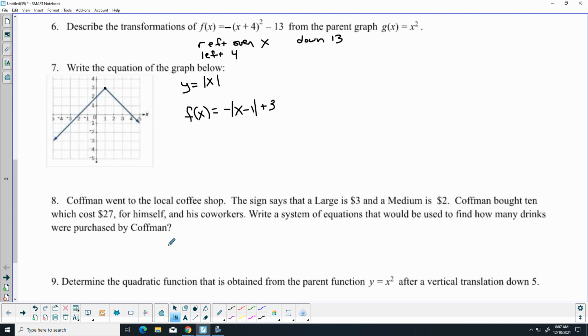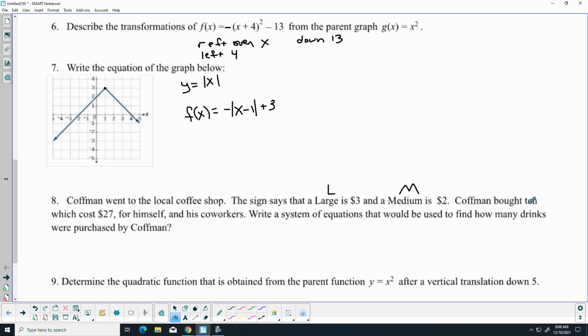All right. Kaufman went to the local coffee shop. The sign says that a large is $3, and I'm going to call that L, and a medium is $2. Kaufman bought 10 drinks, which cost $27 for himself and his co-workers. We want to write a system of equations.